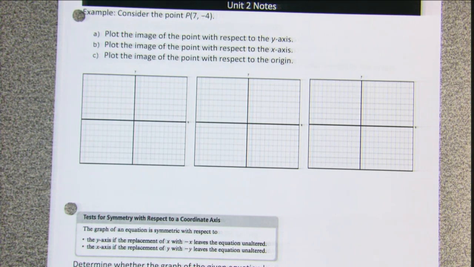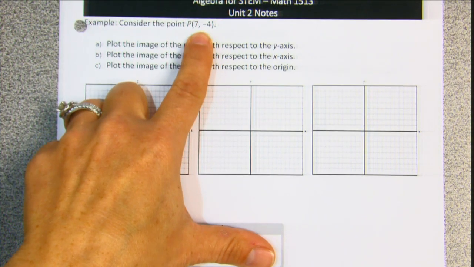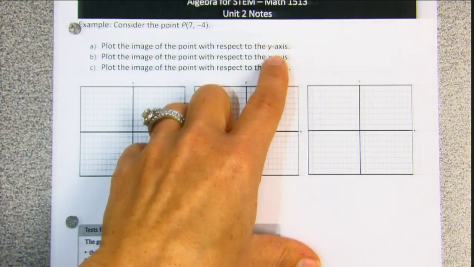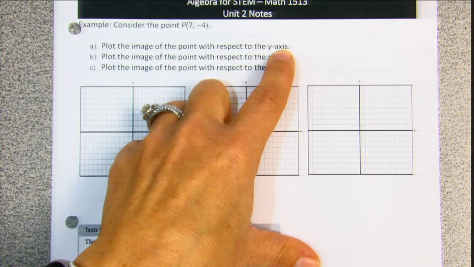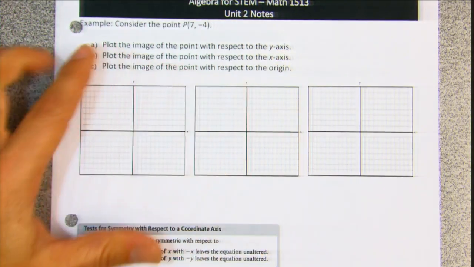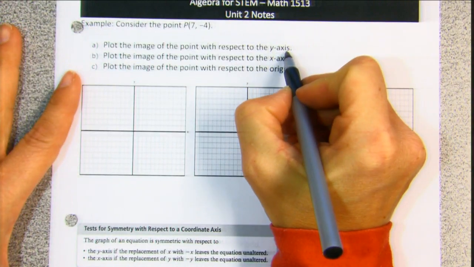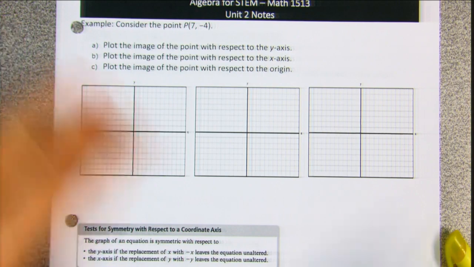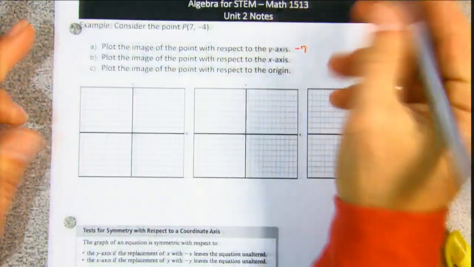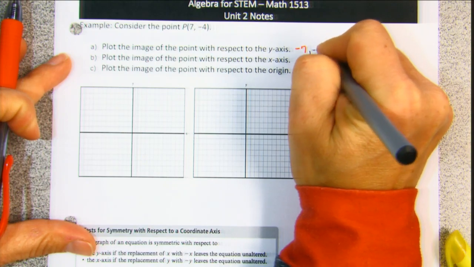Example here says consider this point 7, -4. We want to plot an image of the point with respect to the y-axis. So what I would do, you have one like this in your homework. If it's with respect to the y-axis, the x part changes signs. So that means if it was a 7, the x needs to be a -7. So that would be at -7, -4.